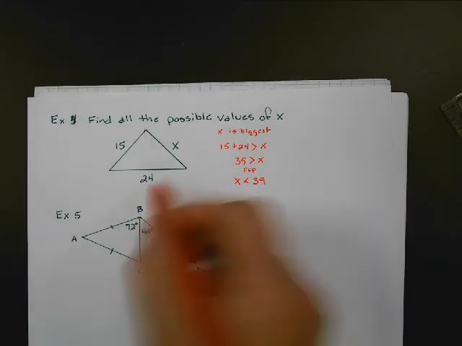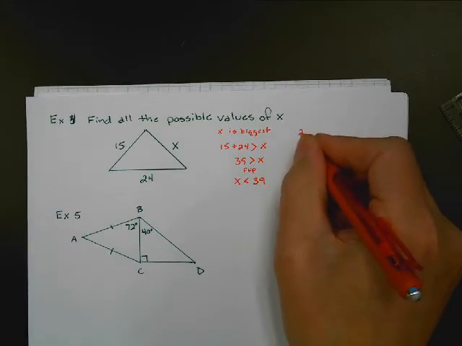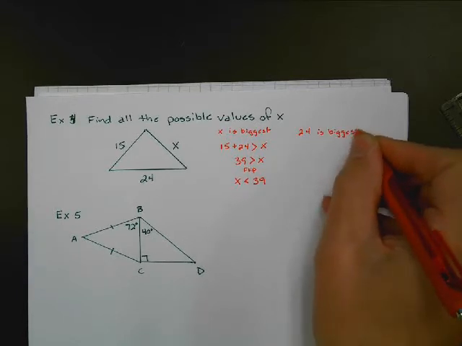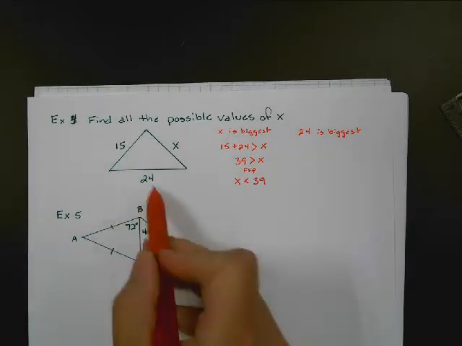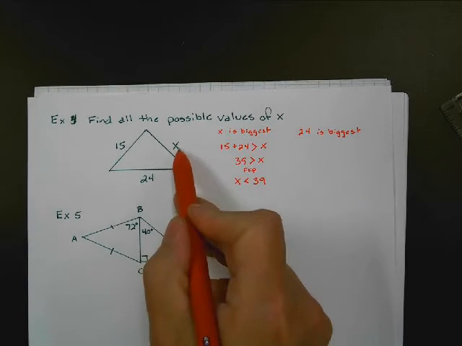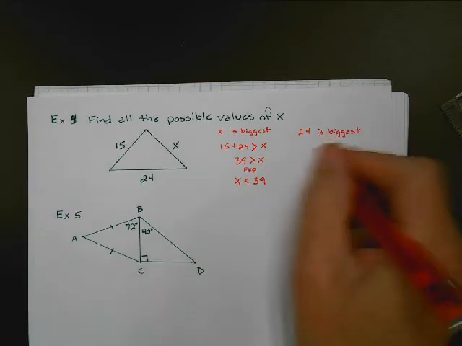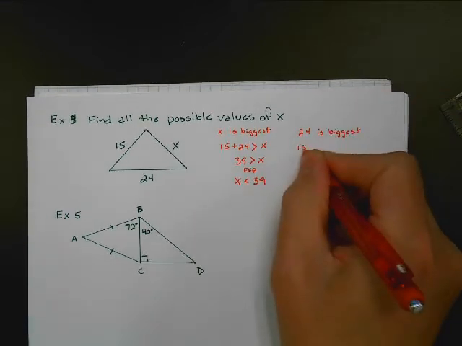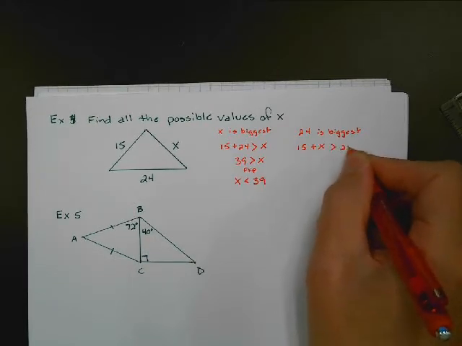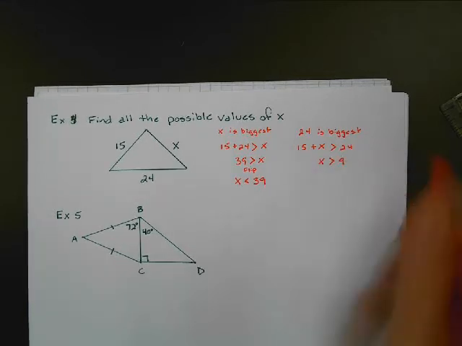Okay, what if 24 was the biggest side, which looks like it's probably more likely. If 24 is the biggest, notice that I'm not even trying 15. 15 can't be the biggest already. I know that because we got 24 there. So the only two possibilities are this is the biggest side or this is the biggest side, because 15 can't be the biggest. All right, so in this situation, I would say that 15 plus x would have to be bigger than 24. So if I subtract 15 from both sides, I get x is greater than 9.